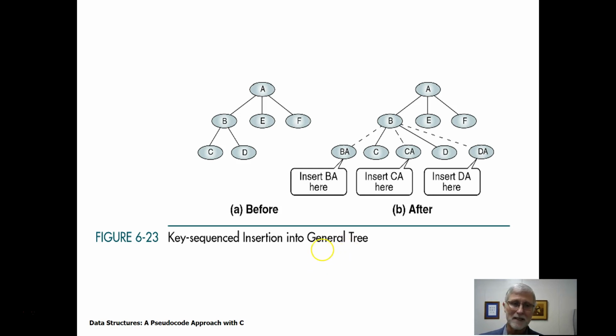Now, sometimes you may see a key sequenced insertion. Basically, that means I want to make sure that the sequence in which I'm inserting something into my tree keeps it in order, either alphabetical or numeric. So I'm going to be parsing this tree, doing comparisons, and then making an insertion at the correct location.